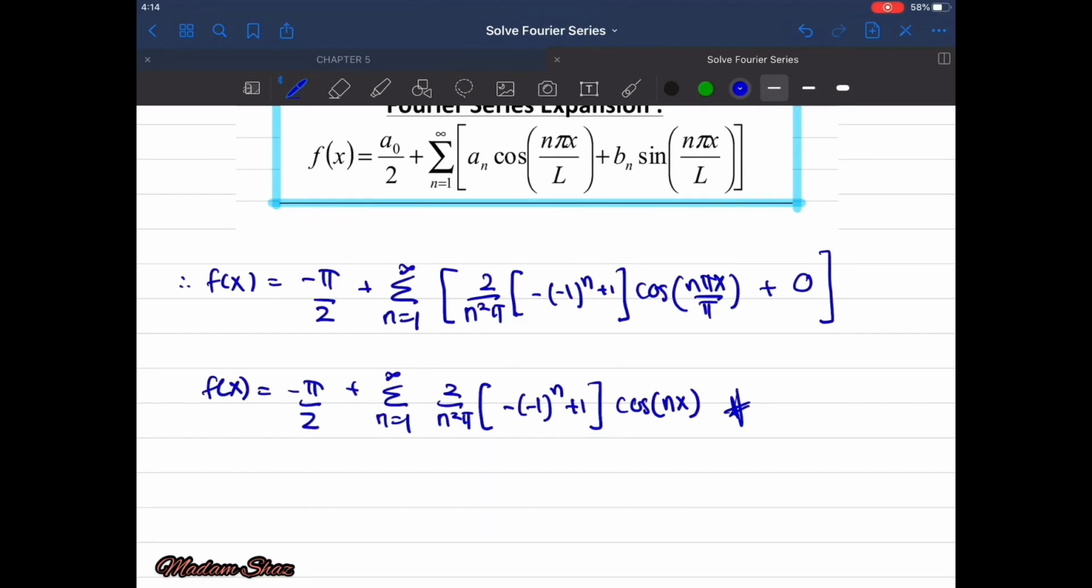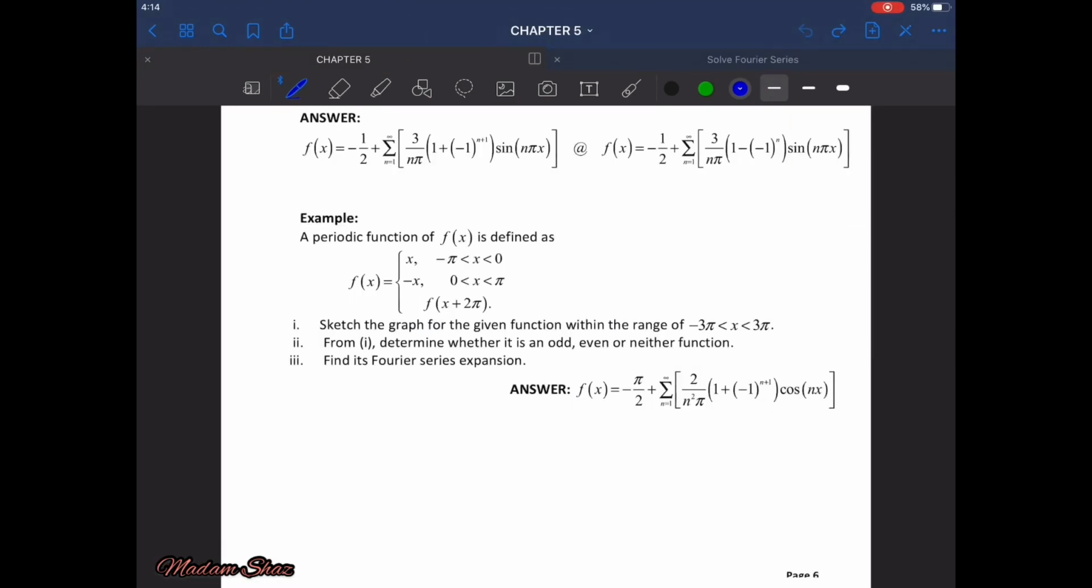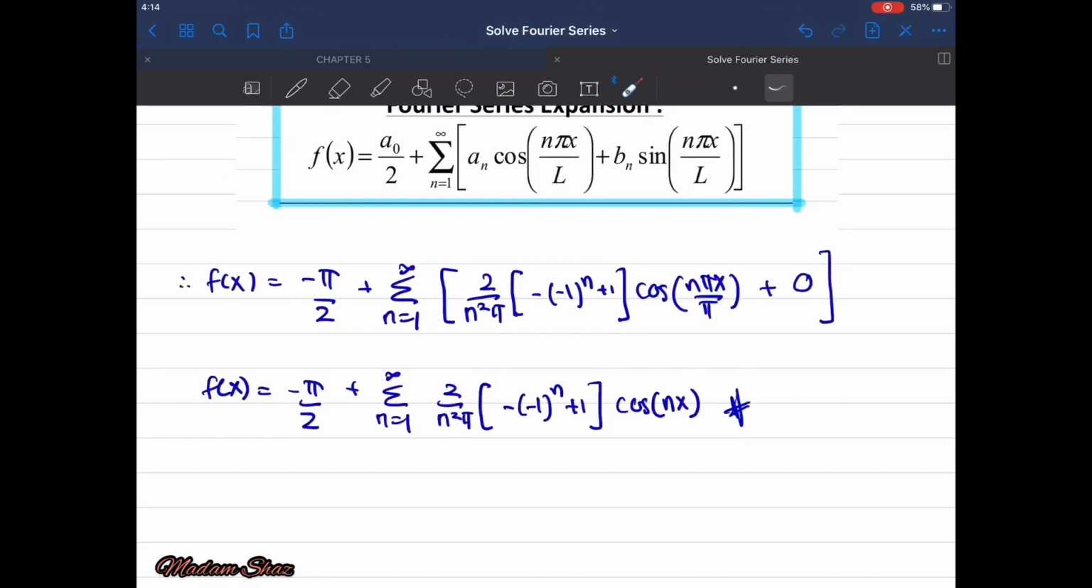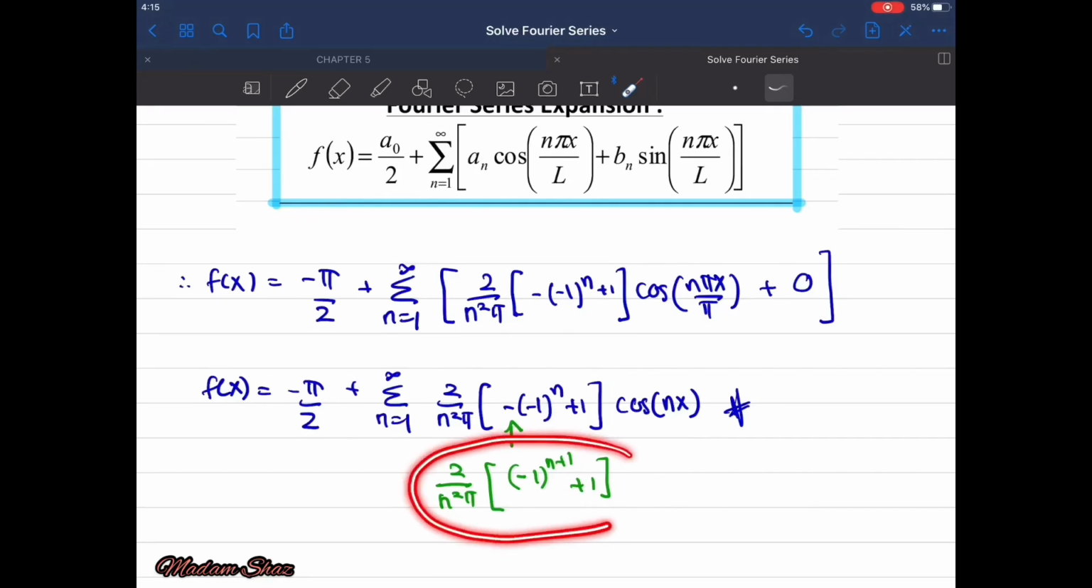If you refer to the final answer that I give in this example, the final answer that I give here is in terms of n plus 1, because I change negative sign become positive. So from here, if we want to change negative become positive, this one will become 2 over n square pi, negative 1 to the power of n, plus 1. Okay, so there is no problem if you want to change it become n plus 1, or you want to remain your final answer as before.